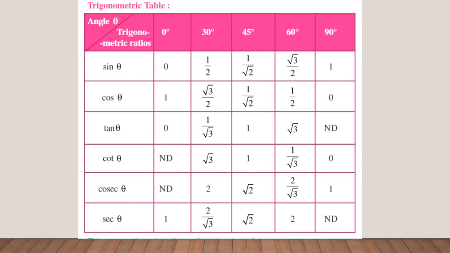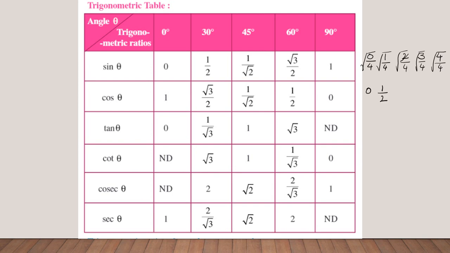So how can we remember these values? Simply consider the values 0, 1, 2, 3, 4. Consider the values from 0 to 4, and divide each number by 4, and after dividing, apply square root to each and every value. Now 0 by 4 is nothing but 0, square root of 0 is 0. Next, square root of 1 by 4. Square root of 1 is 1, square root of 4 is 2.